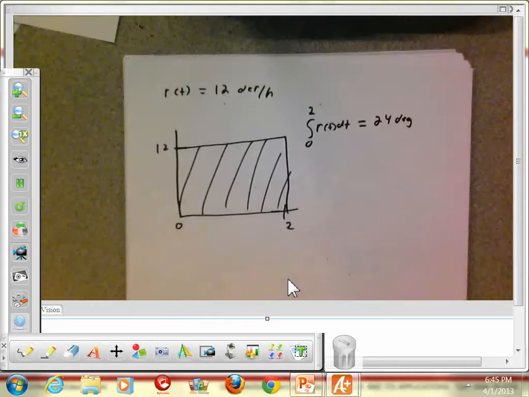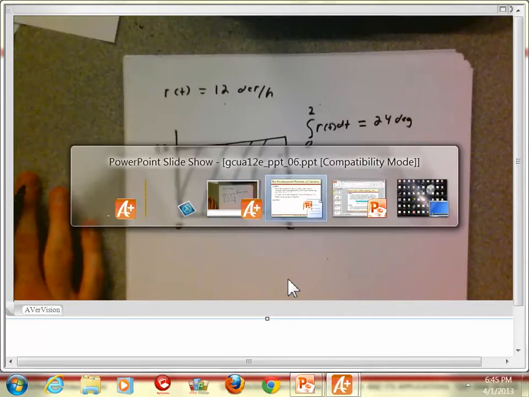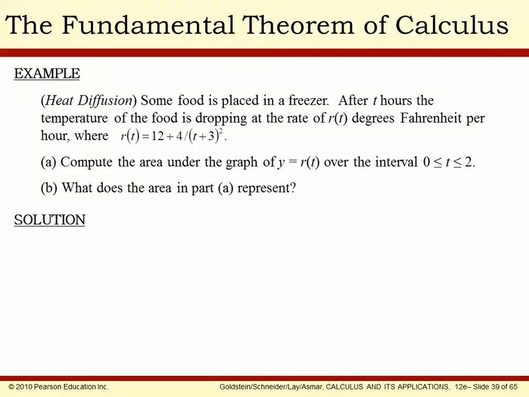And since we're defining this definite integral as just taking sums of rectangles, we can apply the same reasoning to this problem over here for part B. So what does the area in part A represent? What is that going to be? We're changing at this rate over a time period of 2 hours. What is this R of t going to represent here? What is the definite integral going to represent?